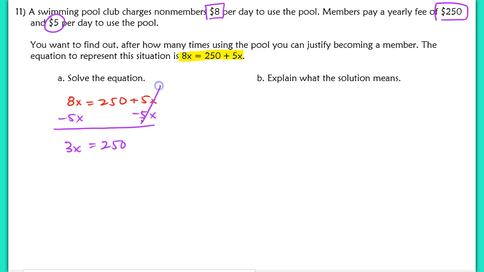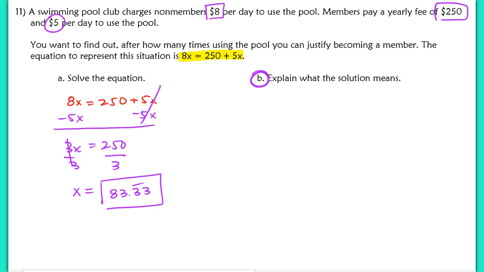So this is going to cancel on the right hand side, right? Just leaving you 3x equals 250. Now I'm going to divide by 3 on both sides so that I can isolate x. So now I have x equaling, and this is going to give me a decimal, okay? After sticking that in the calculator here, I get 83.33 repeating. Now, part B here says to explain what this solution means.